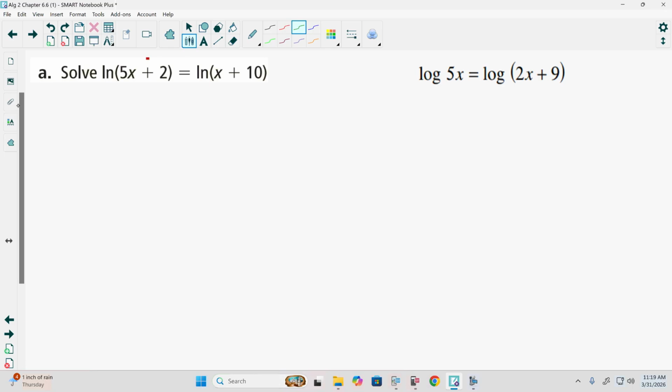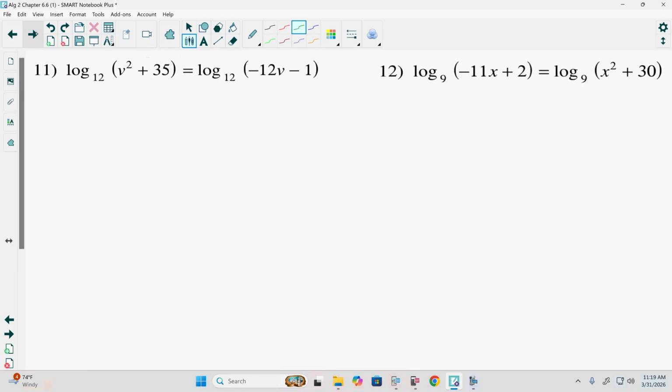Because I don't think we need to do a lot more of these. I think we're starting to pick up on how this works, yes? Go to 11? Okay. Let's look at this one.